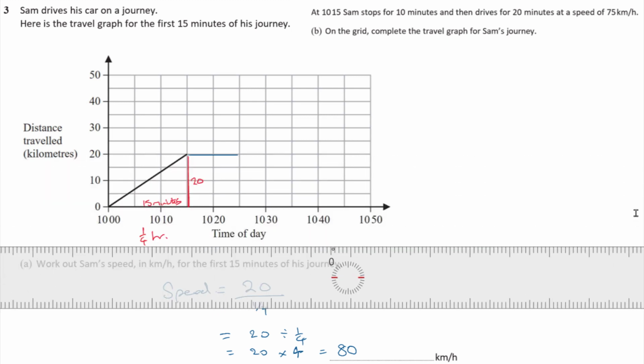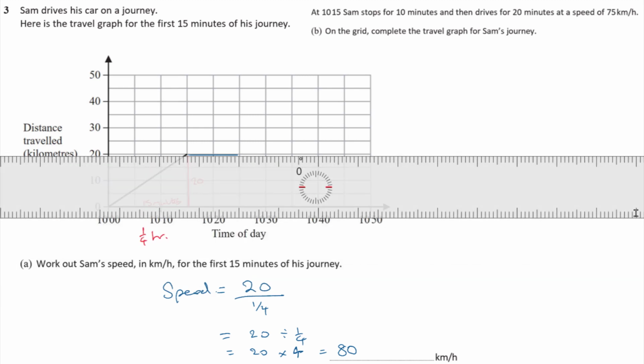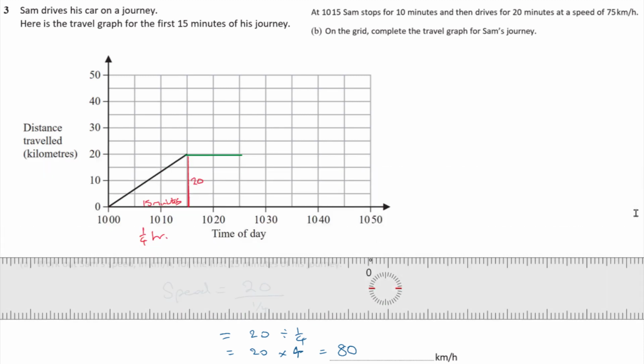Okay, and then maybe I'll do it in green so it stands out a little bit more. Let's just try that again. Does that stand out a bit more? Hope so. So from 10:15 to 10:25 he's standing still. And then for 20 minutes after that, which will take me to 10:45, he is going to be traveling at 75 kilometers per hour.